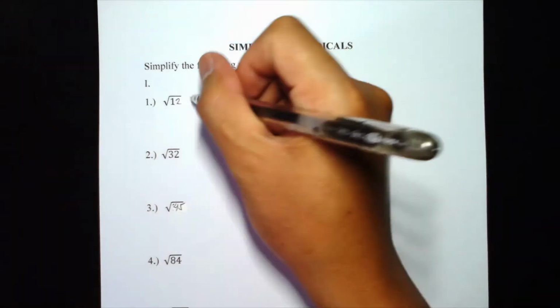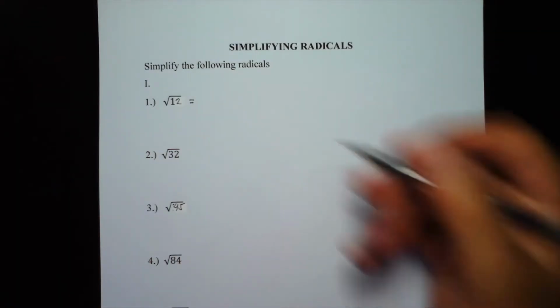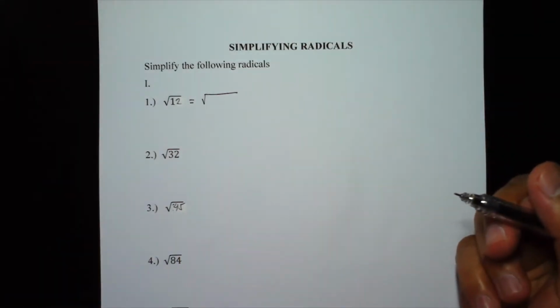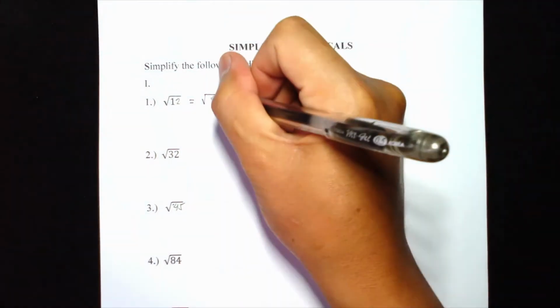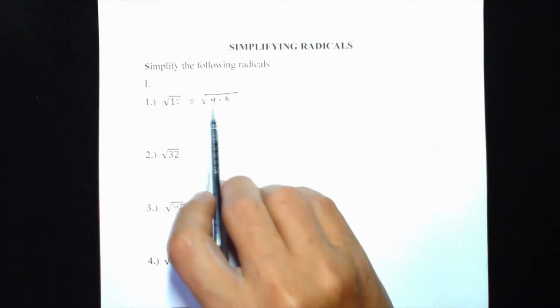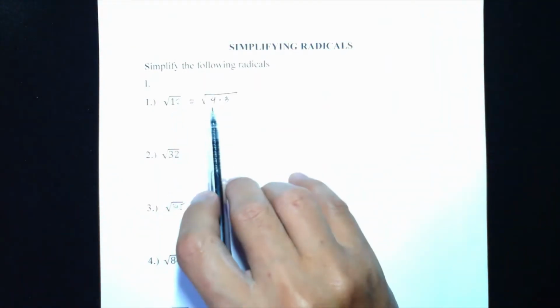Okay, so the two numbers, we have square root of, if the two numbers are 4 times 3. So when you multiply 4 times 3, that will be 12, isn't it? And also one of the two numbers is a perfect square. So we have 4. 4 is a perfect square.